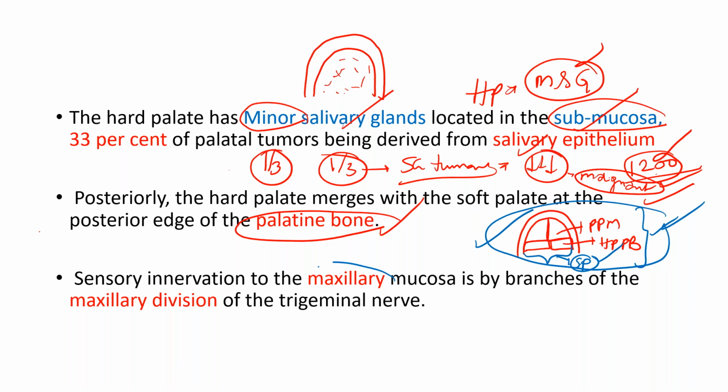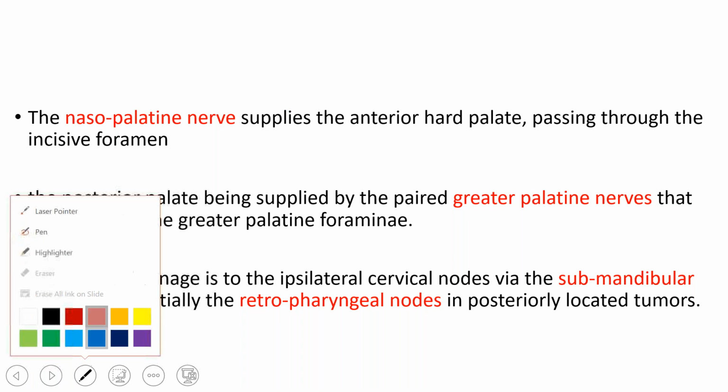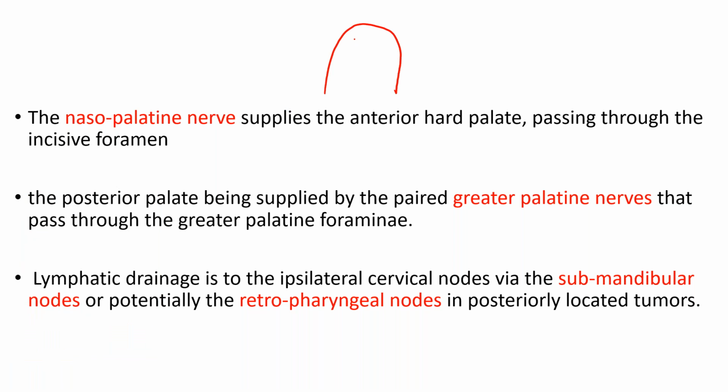The sensory innervation of the maxillary mucosa is by means of branches of the maxillary division of the trigeminal. The trigeminal has ophthalmic, maxillary and mandibular divisions, and this is the maxillary, as you know. The nasopalatine nerve supplies the anterior hard palate, passing through the incisive foramen. If you take the hard palate like this, there will be a foramen here. These are called the nasopalatine nerves.